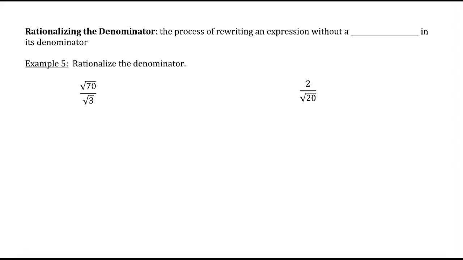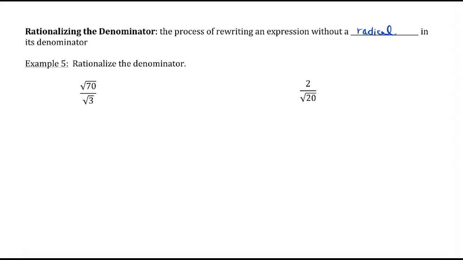This property will also help us out when we are dividing. Before we can divide, we need to understand the process of rationalizing the denominator. This is the process of rewriting an expression without a radical in the denominator. Let's take a look at example 5. We first have the square root of 70 divided by the square root of 3.